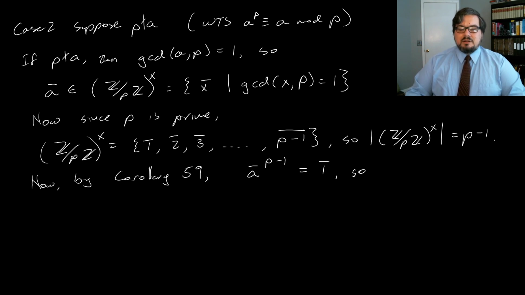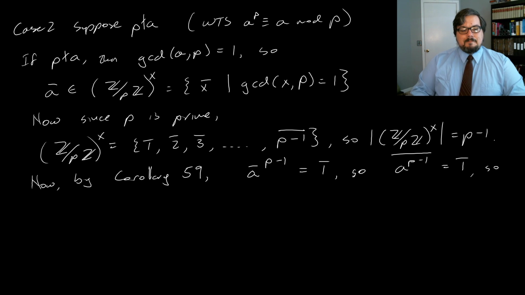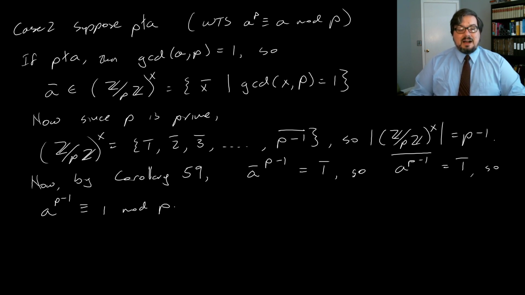Now, in particular, if I take a bar raised to the p minus 1, that's the same as a to the p minus 1, bar, which means that a to the p minus 1 is congruent to 1 mod p. Or in other words, that p divides a to the p minus 1 minus 1.